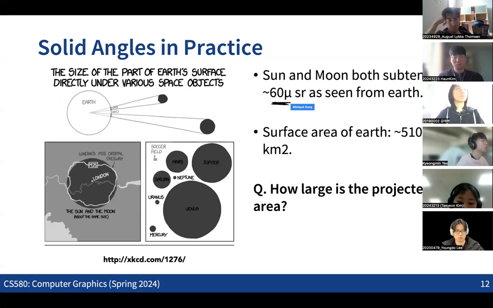So if we know the surface area of the Earth, then we can also calculate the area of the region of the projection from the sun and the moon, which will be almost the same. Can you quickly calculate those things? What will be the area of the projected region of the sun and the moon?